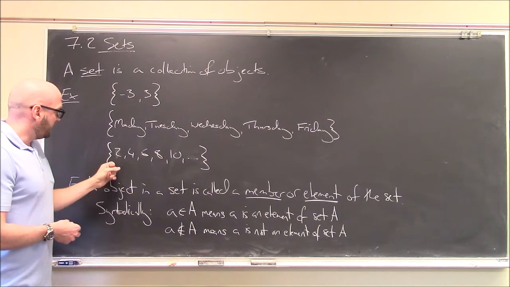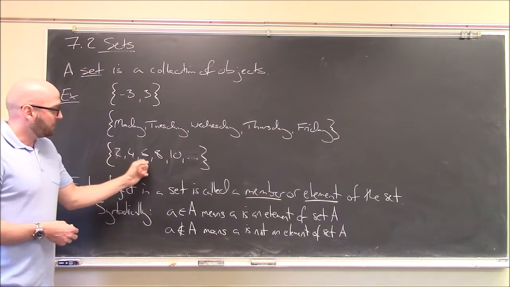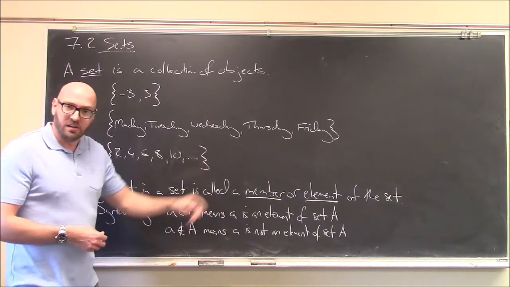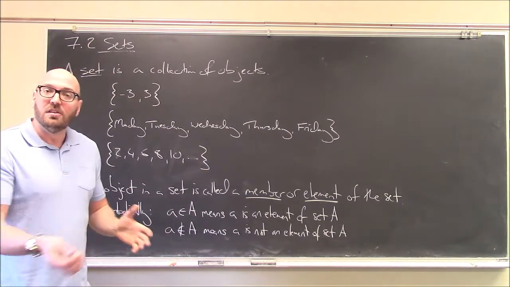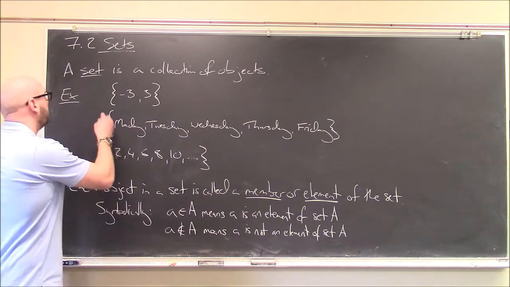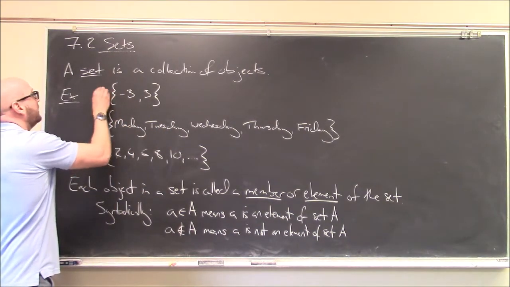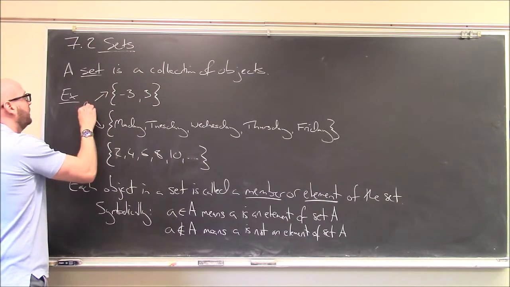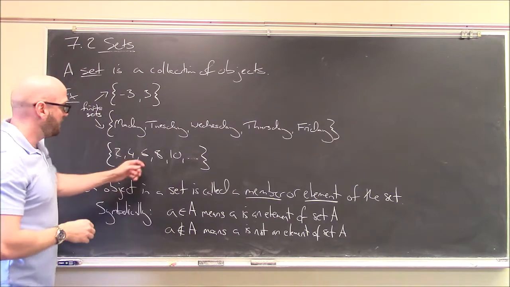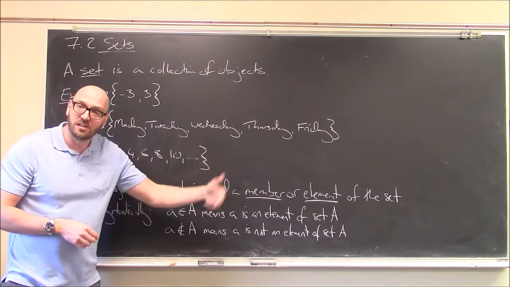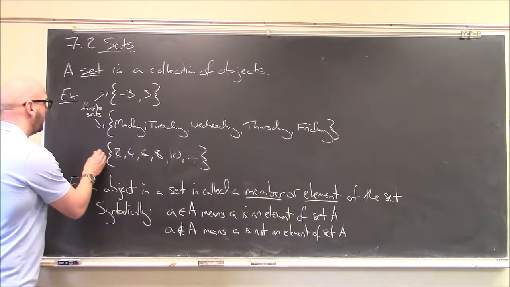And I've got another set listed here. It's the set of elements 2, 4, 6, 8, 10. And then I've got these dots here that indicate that we're just going to continue this pattern forever. So these first two sets, this one has only 2 elements, this one has 5. These are finite sets. But if I ask you how many elements are in this set, well, you continue this pattern forever, right? So we'd have 12, 14, 16, 18, forever. This is an infinite set.